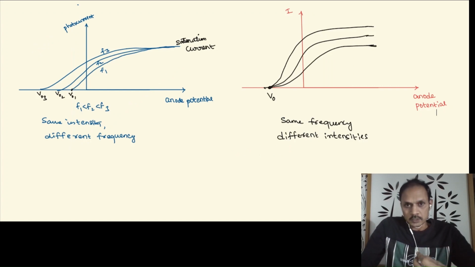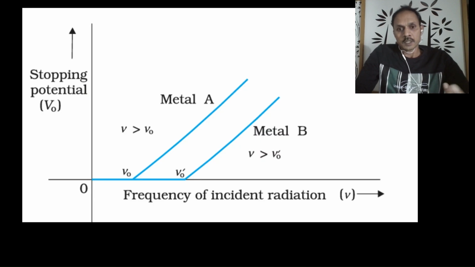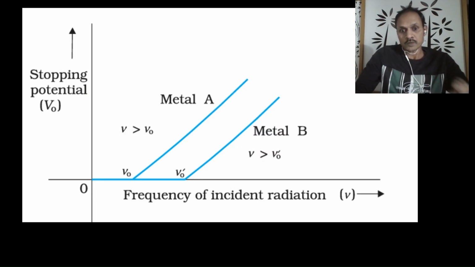Going to next one, stopping potential versus frequency. And here, observe the slope. What is the value of this slope? This one also is important for numerical purposes.